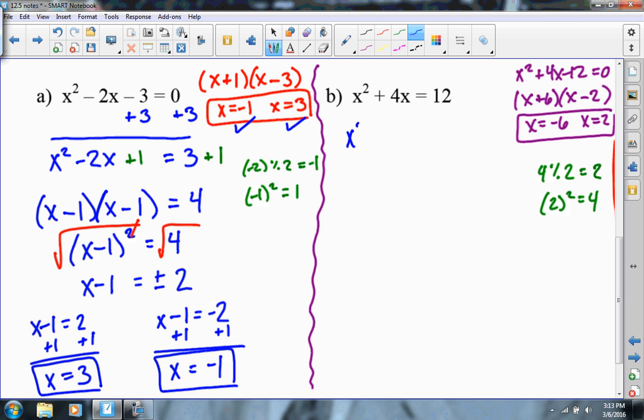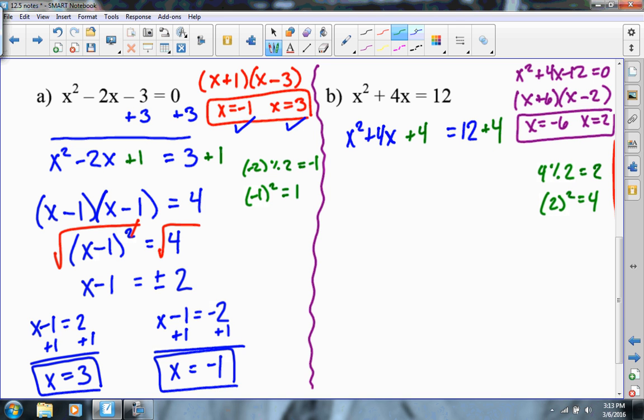So x squared plus 4x equals 12. I'm going to leave that little space there because that's where I'm going to add in my 4 that makes it a perfect square trinomial. And if I add a 4 to the left side, I have to add a 4 to the right side of the equation.